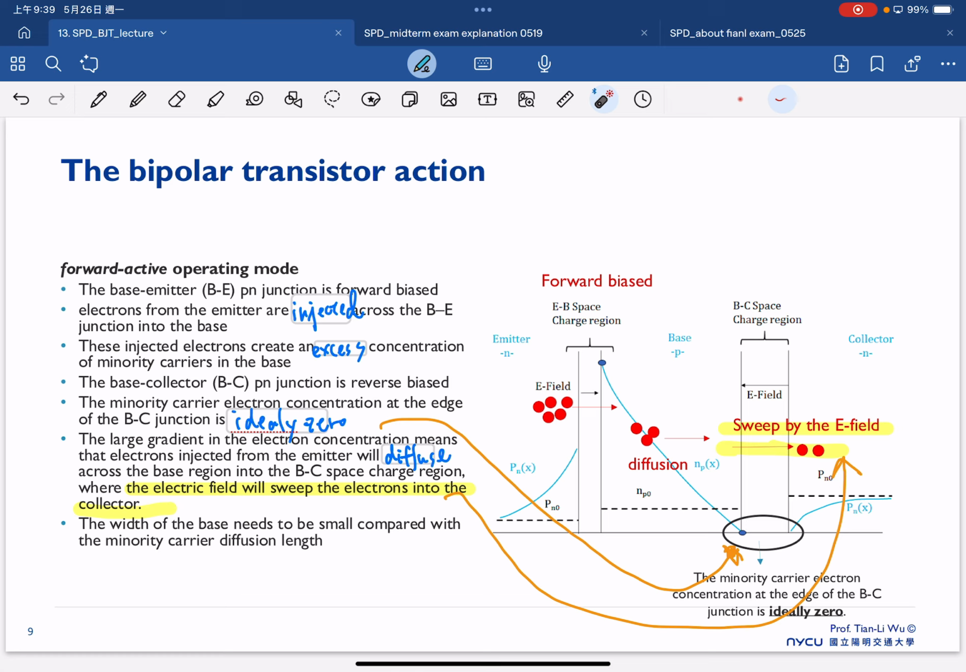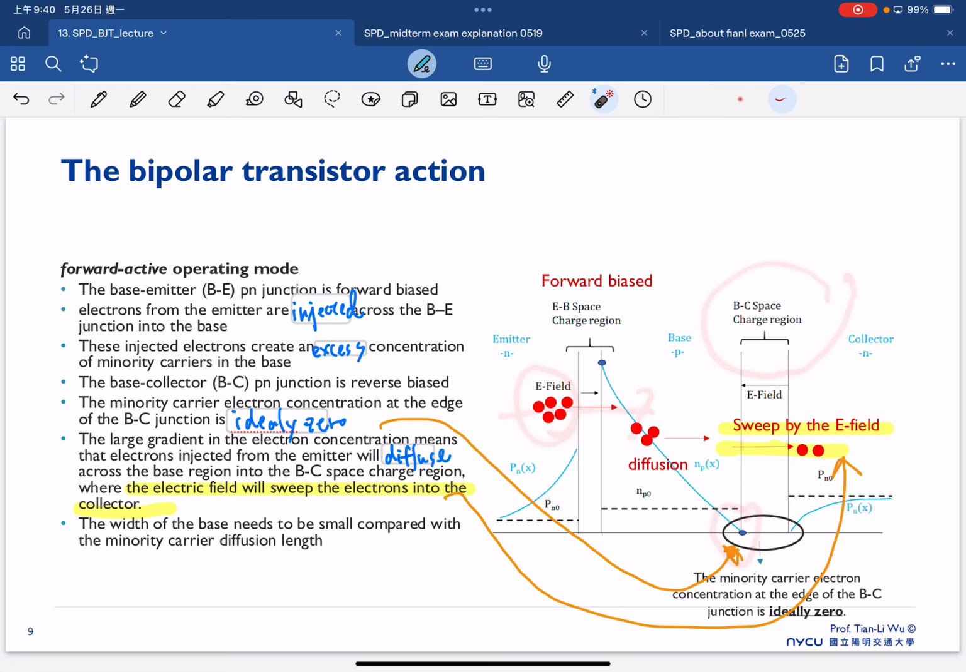NPN bipolar transistor. So let me illustrate how this electron from the emitter in the end reaches the collector. First of all, this is under forward bias, so forward bias is easy. We can understand that the electrons can start to cross the barrier and reach the base region because of the forward bias. But now we will apply the reverse bias here. And one critical part is that under the reverse bias, the minority carrier concentration at this point should be 0.